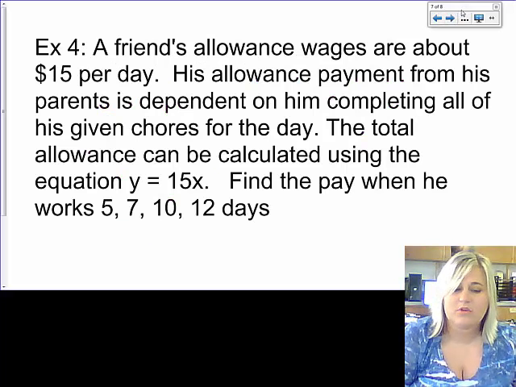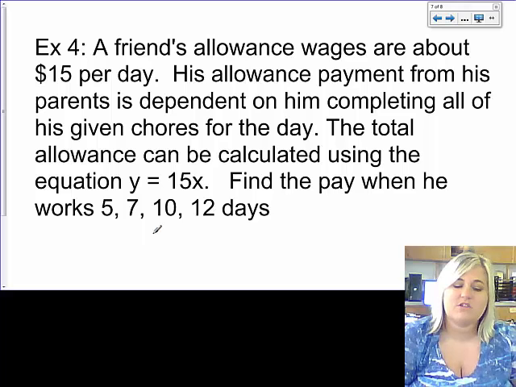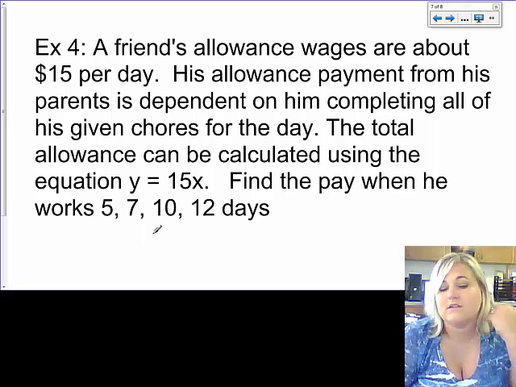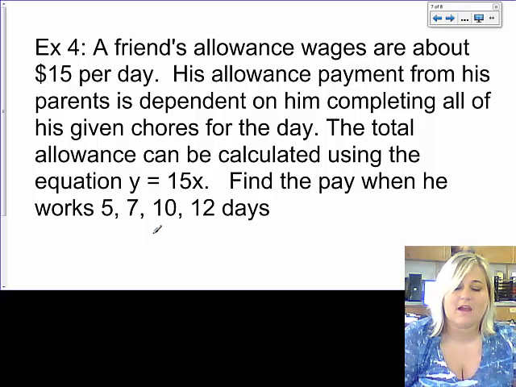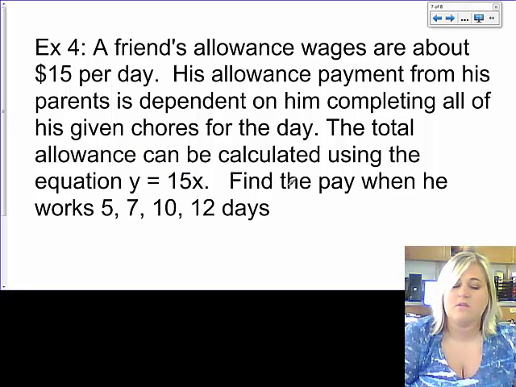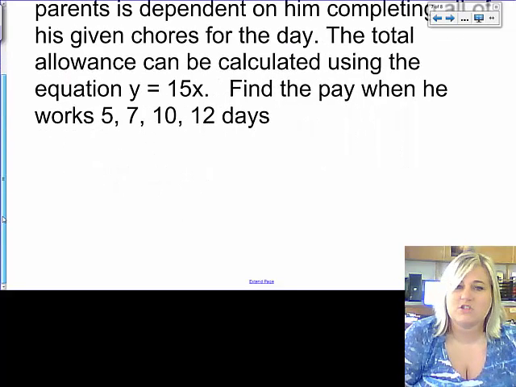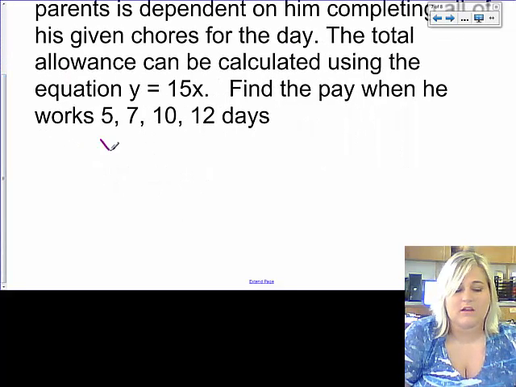Final example here. A friend's allowance wages are about $15 per day. His allowance payment from his parents is dependent on him completing all of his given chores for the day. The total allowance can be calculated using this equation, which is y equals 15x. Find the pay when he works 5, 7, 10, and 12 days.